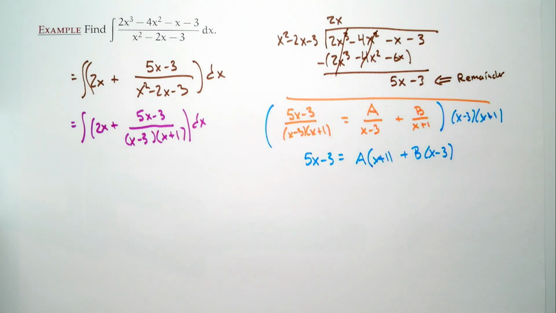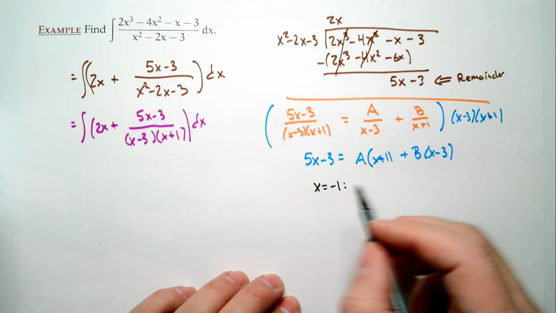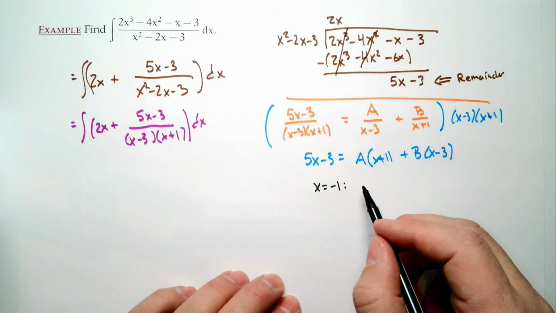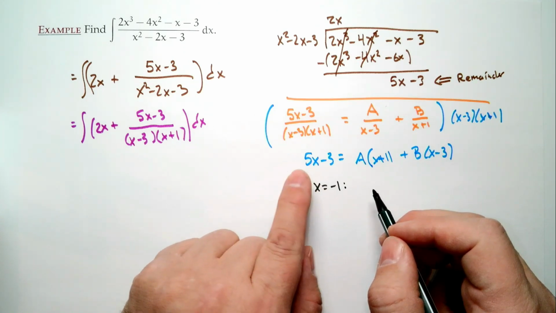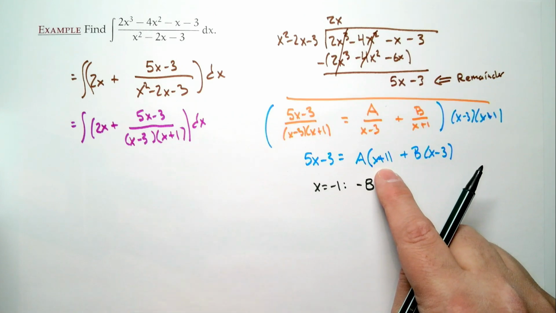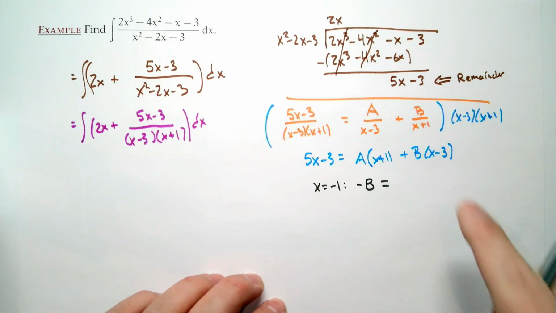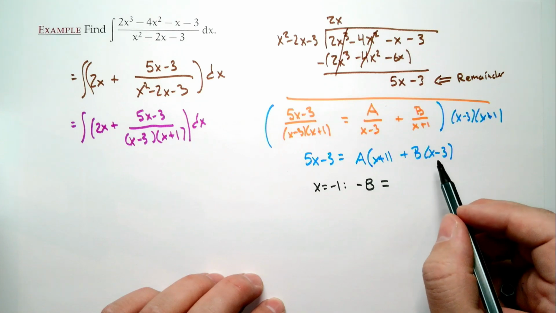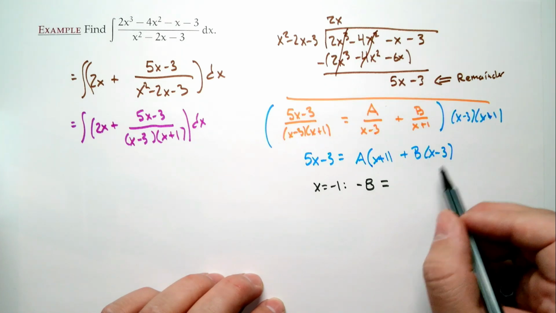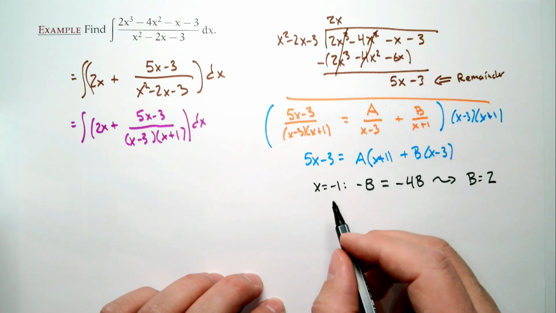I personally try to do things which are simple, so I want to do it by choosing good values for x. Do you see a good value for x? Negative 1. So we plug in x equals negative 1. On the left-hand side, what do you have? We'll get negative 5 minus 3, negative 8, equals the first term. What does that do? Zeroes out. That means we chose well. The second term, what happens? We'll get negative 4, because negative 1 minus 3 is negative 4, times B. What does that tell us about B? B equals 2.